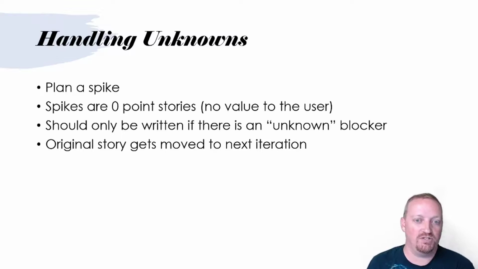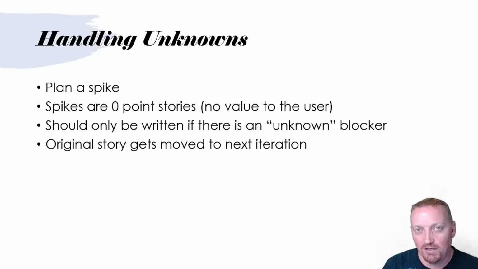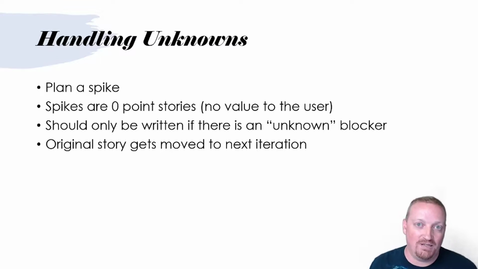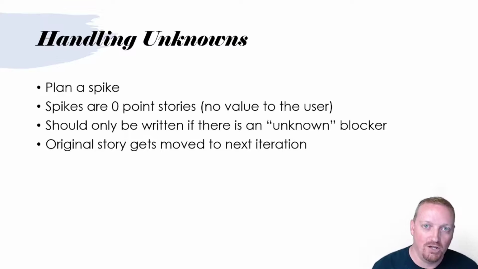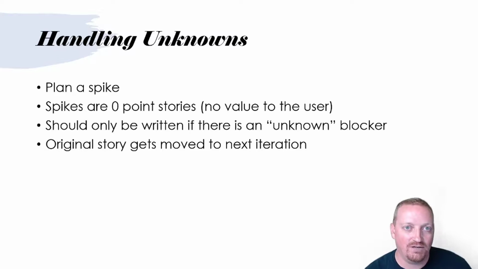So the original story. When you plan a spike, the original story that has the unknown blocker should get pushed back to the next iteration, so that during this iteration, that spike can be done, right? That exploration of the problem, reading the documentation for the API, or testing out and building a client to the API, or whatever that unknown is, can be explored freely in this iteration without the pressure of trying to get the spike and the story done in the iteration, right?